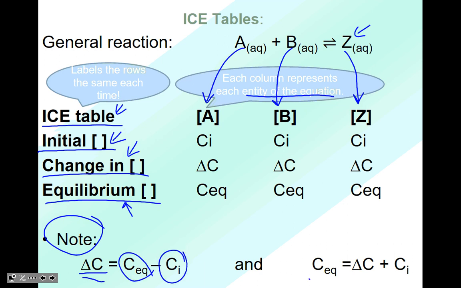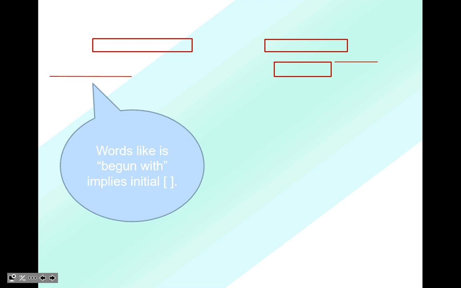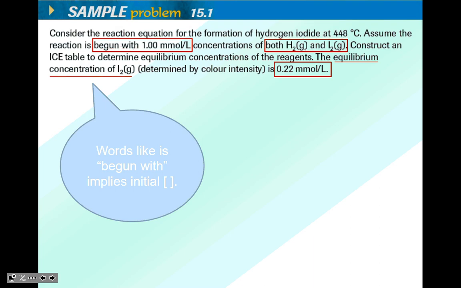And just so you know, your equilibrium concentration is just your initial concentration plus your change in concentration. So if I take these two and add them up, it's actually going to give me my equilibrium concentration. So let's see what this looks like.